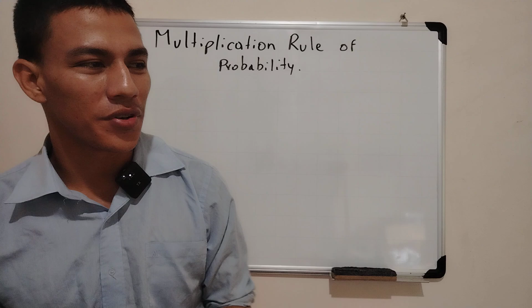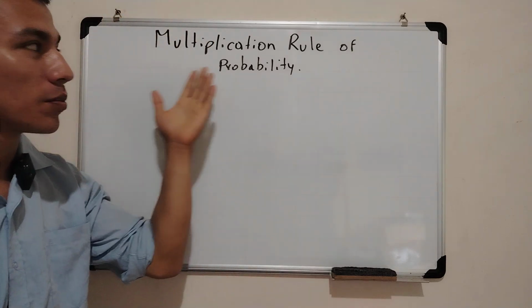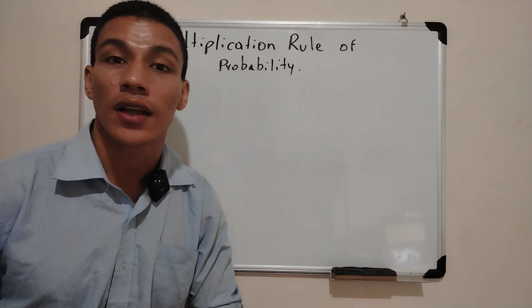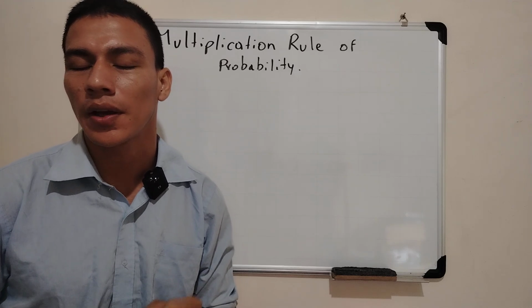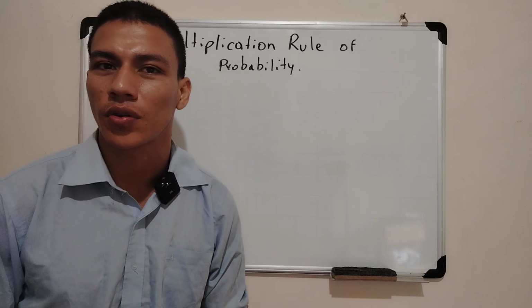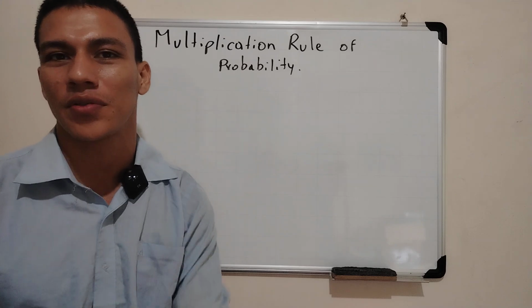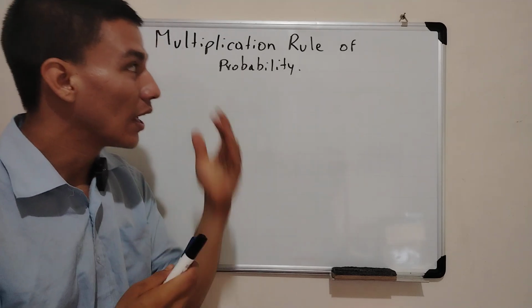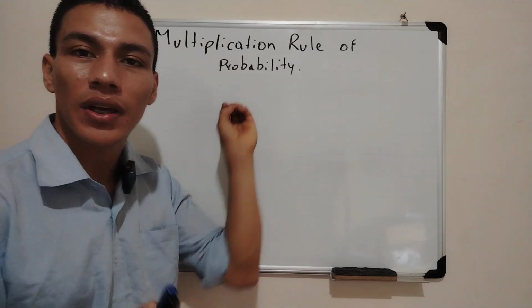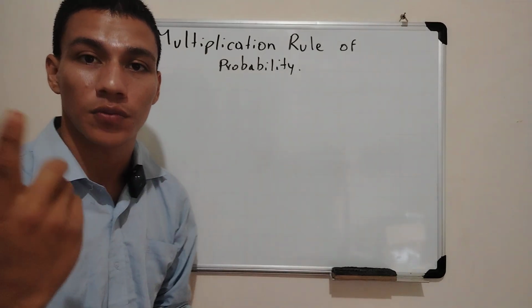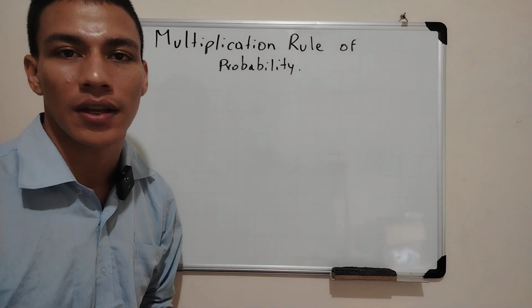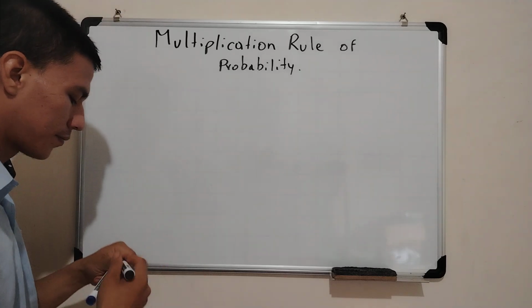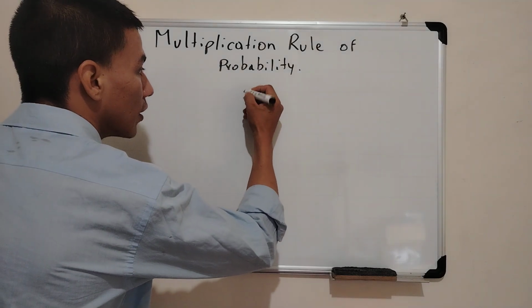Today I want to share with you this topic, multiplication rule of probability. That's a statistical topic. I'm doing it in a statistical course, so I want to share it with you. Nothing special. This topic can be divided into two sets. The first one is independent and the second one is dependent. Those are events. So let's draw the line here.